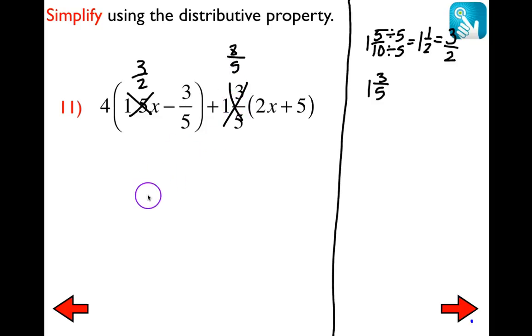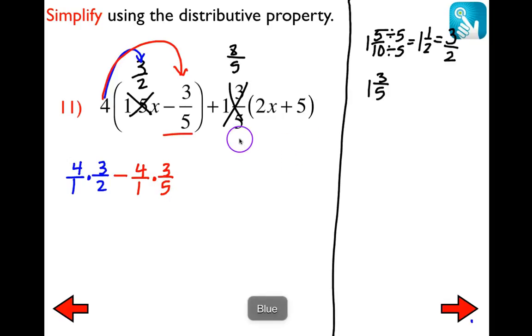So now let's go ahead and go about our regular business. We're going to do 4 times 3 halves. Since they're positive, I'm just going to leave them positive. 4 over 1 times 3 over 2. Now let's do 4 times a negative 3/5. Positive times negative is a negative, so I'm going to subtract. Notice I'm putting 4 over 1 to make it a fraction and multiplying it by 3/5.